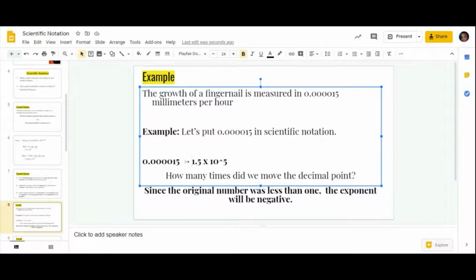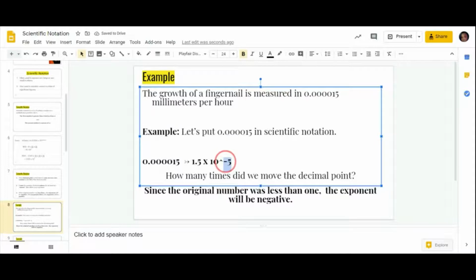I still am not quite finished yet because 1.5 times 10 to a positive fifth power is a positive number, meaning that it'll be a very large number. But 0.000015 is a very small number. The original number was less than 1. And the rule says that if the original number is less than 1, I must make my exponent a negative number.